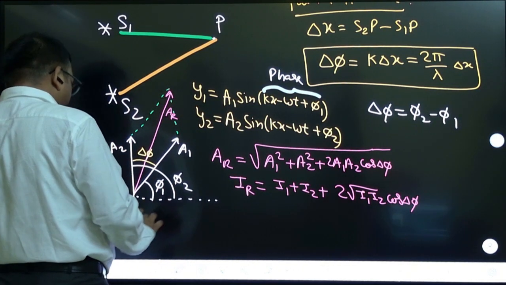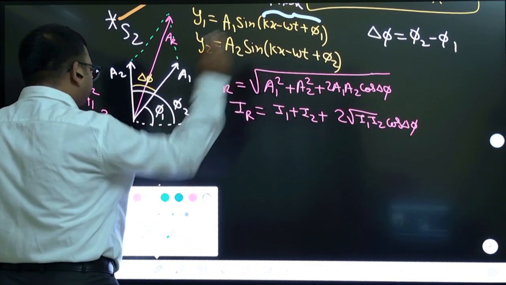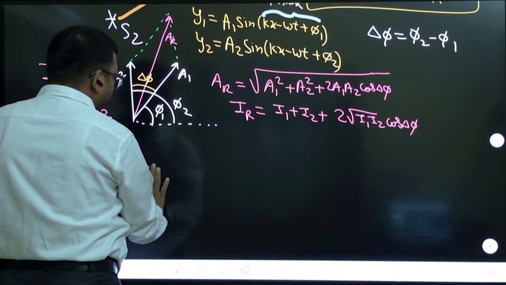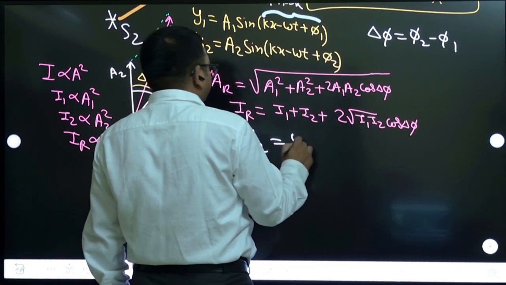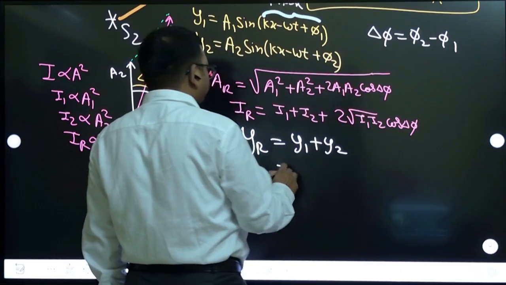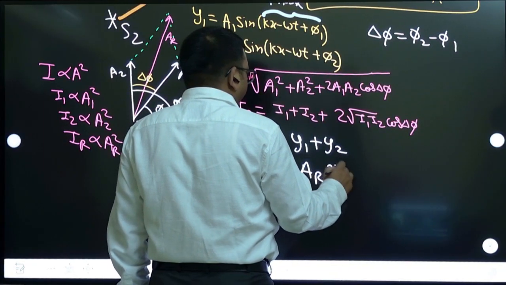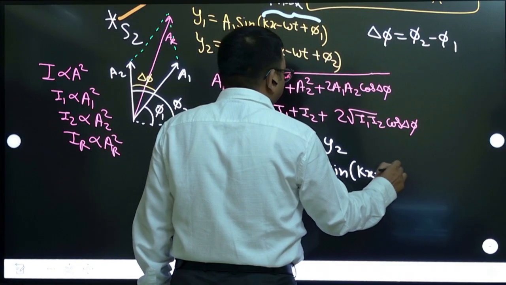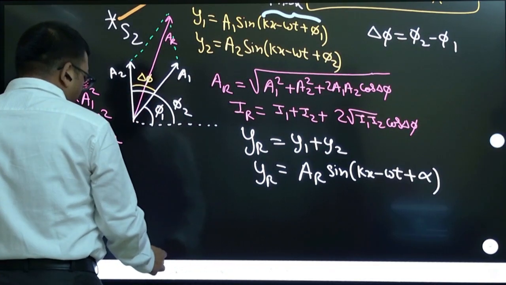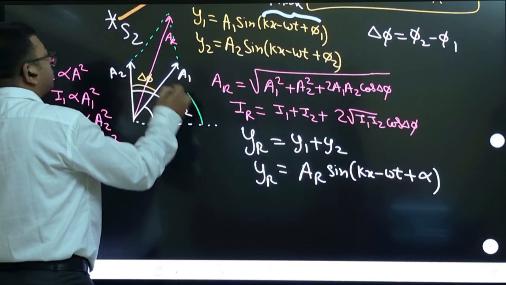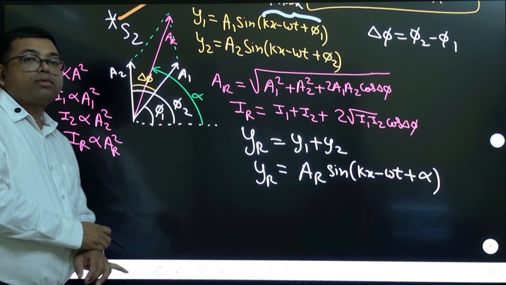Now comes the important thing: what is the resultant wave? We can represent the resultant wave by an equation too, because in general the resultant wave is the sum y1 plus y2. So you can represent the amplitude of the resultant, and everything else will be the same: sin(kx minus omega t plus alpha). That alpha is the angle shown in the diagram, and it can definitely be calculated from it.